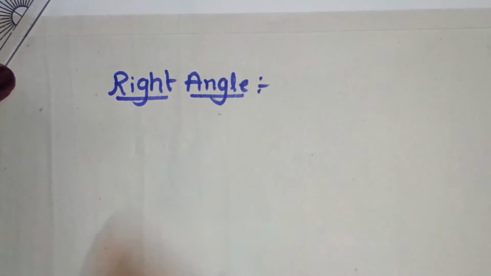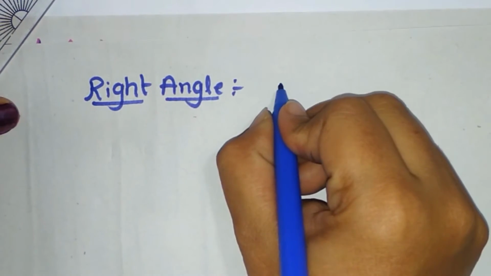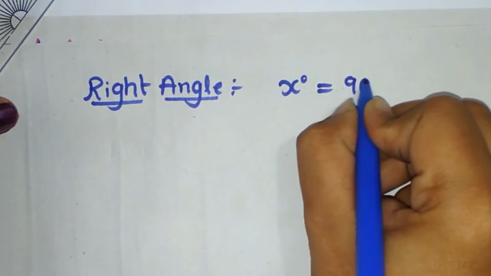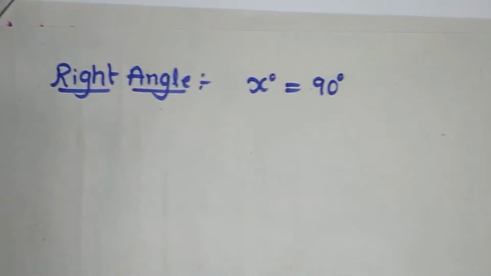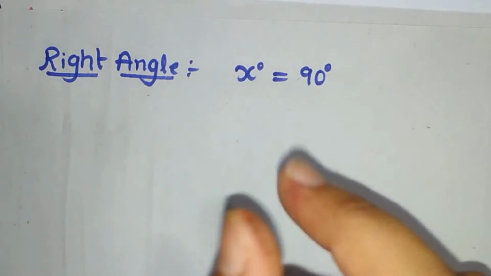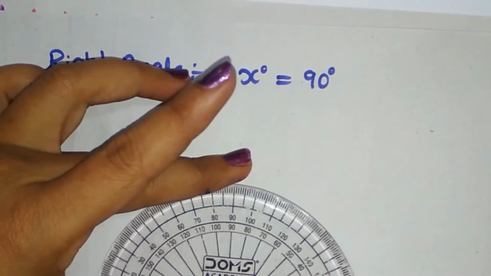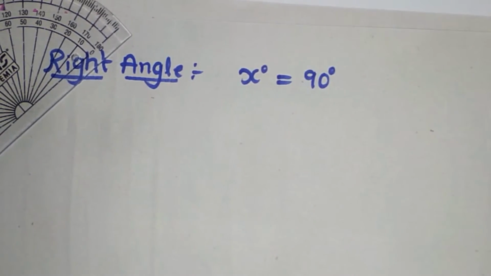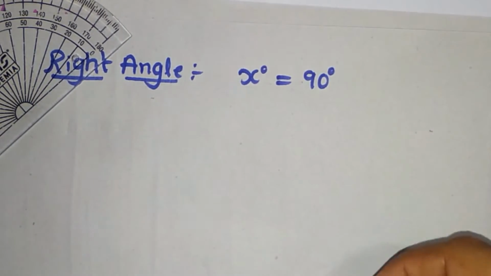Next we are going to study the right angle. An angle, something like x degree, is an angle which is exactly equal to 90 degree. Here x means an unknown angle, an angle which measures exactly 90 degree. Such a type of angle is called a right angle, or a 90 degree angle is only called a right angle. Here you can see one angle which is exactly 90 degree.